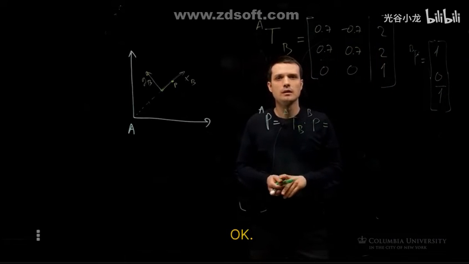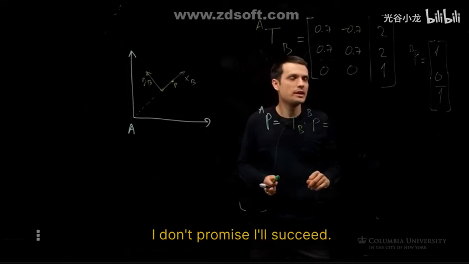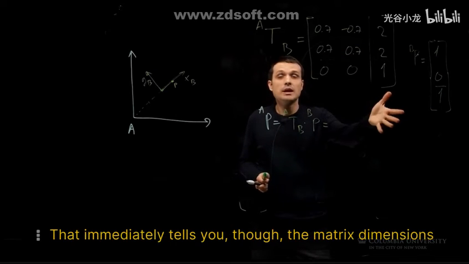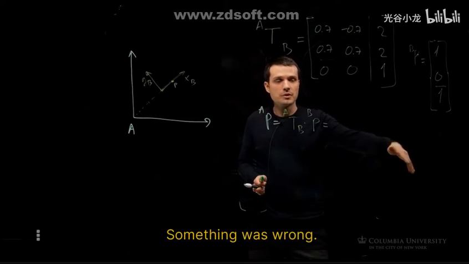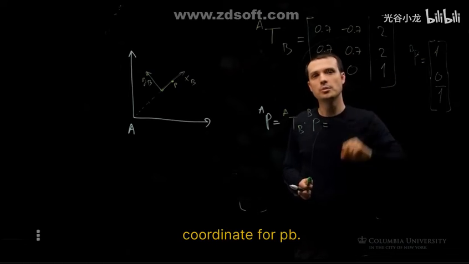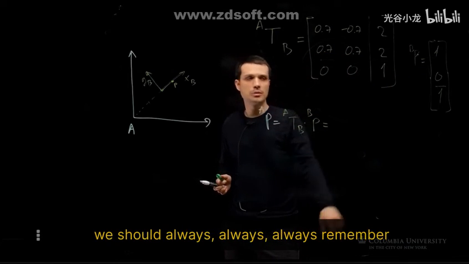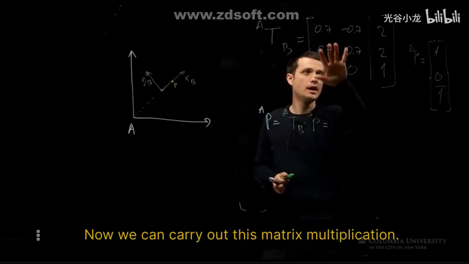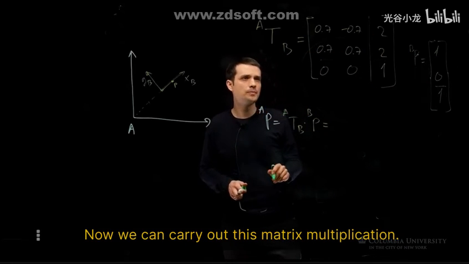Okay. And I will try not to make the mistake again. I don't promise I'll succeed. That immediately tells you, though, the matrix dimensions didn't line up. Something was wrong. And what was wrong is that we had forgotten the homogeneous coordinate for PB. From this point on in the course, we should always, always, always remember the homogeneous coordinate.